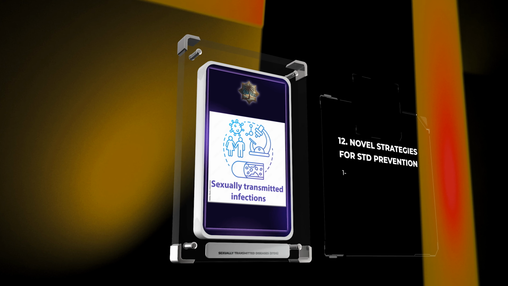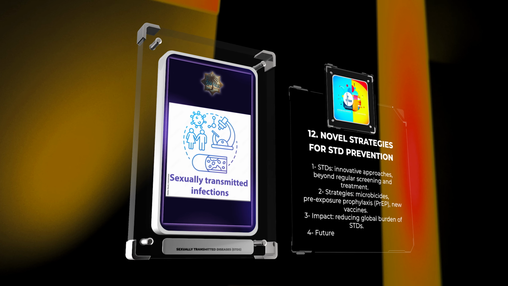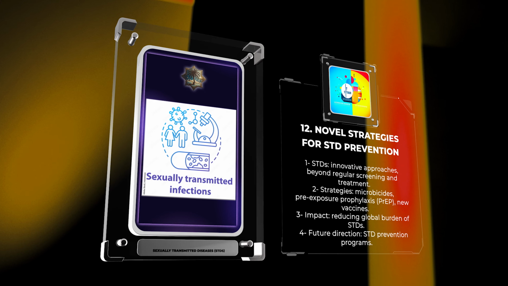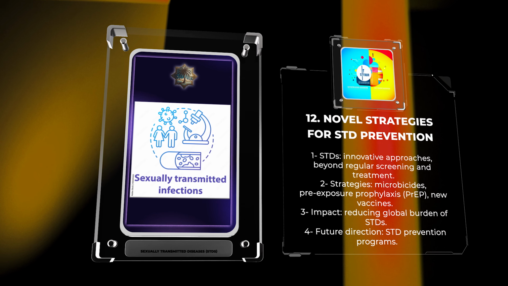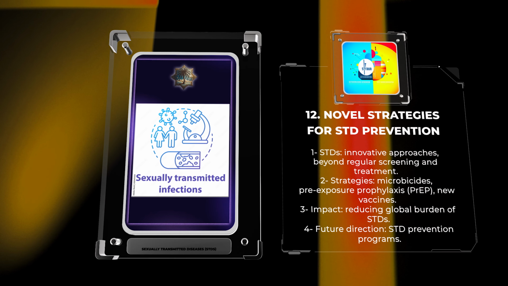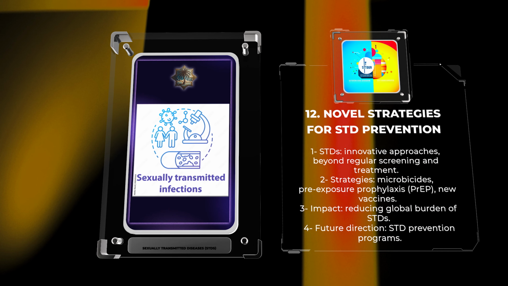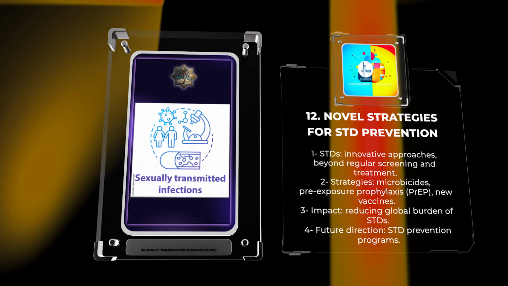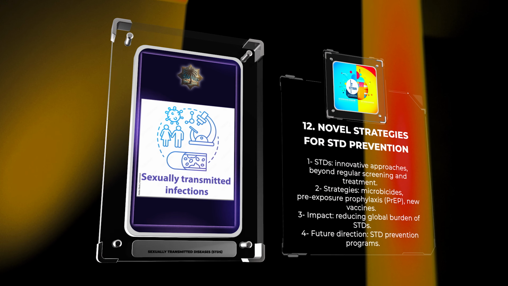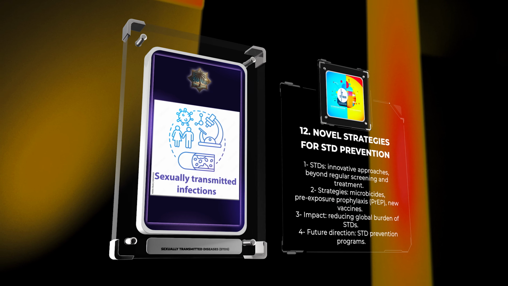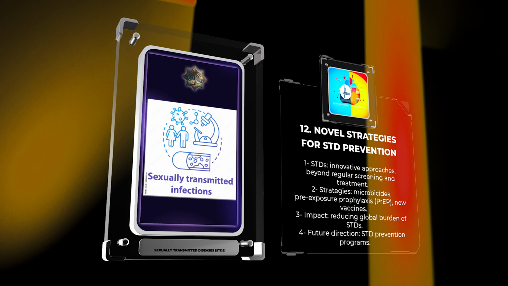The fight against STDs requires innovative approaches beyond regular screening and treatment. This topic will explore cutting-edge strategies for STD prevention and control, such as the use of microbicides, pre-exposure prophylaxis, PrEP, and the ongoing efforts in developing new vaccines. Discussing the potential impact of these strategies on reducing the global burden of STDs will provide insights into the future direction of STD prevention programs.